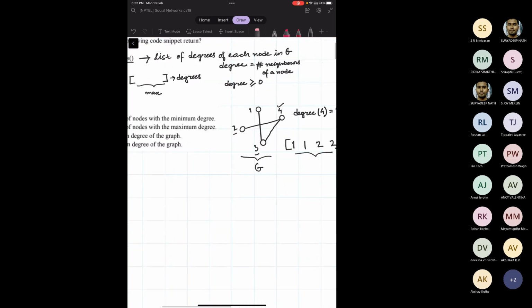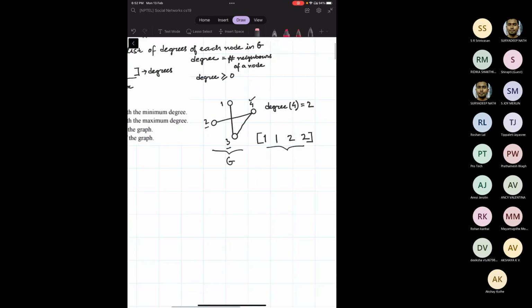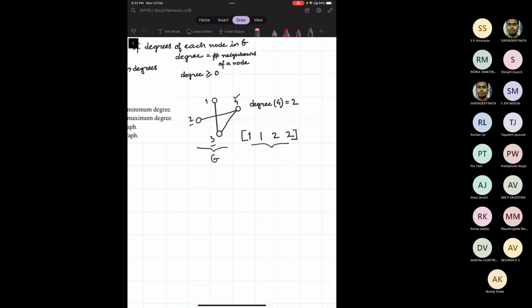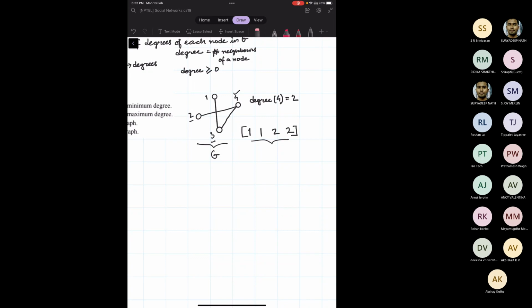If you consider this graph G, you have 4 nodes: 1, 2, 3, 4. Degree basically is the number of neighbors of a particular node. So the degree of node 1 is 1, because node 1 has only one neighbor, that is 3.